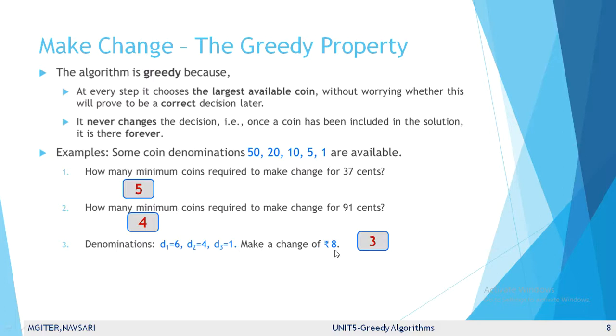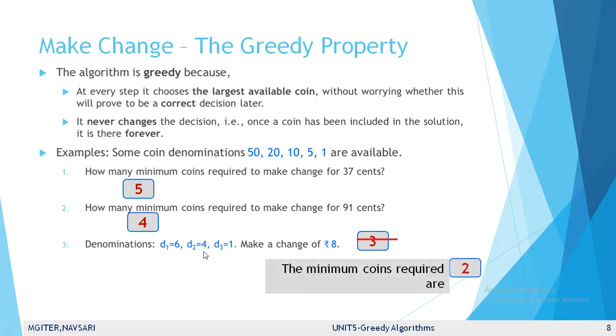And the last example, we have denominations of 6 rupees, 4 rupees and 1 rupee, and our aim is to change 8 rupees. Here the solution is to first choose the largest coin. The first coin is 6 rupees and we use 2 coins of 1 rupee. So it used 3 coins. But the best solution is 2 coins of 4 rupees, which cannot be found using the greedy approach. We discuss it in the dynamic method. So it gives the best solution by using the 2 coins of 4 rupees. So this is the property of the greedy approach.